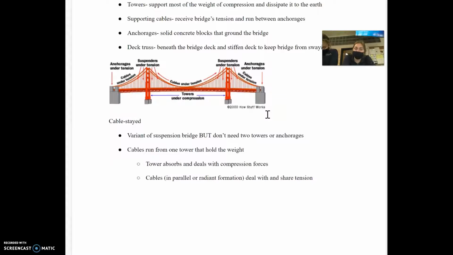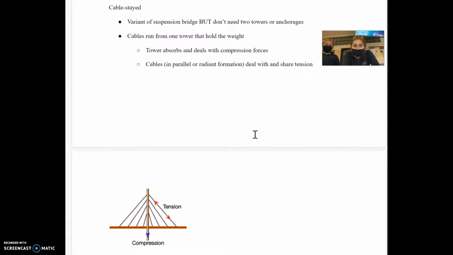And then the last type is a cable-stayed bridge, which is kind of like a suspension bridge, but instead of 2 towers, here's the picture right there, there's only 1 tower, and then the tower takes care of the compression, and the cables are either like this in a radiant formation, or parallel, which I didn't have a picture of, but I think they'd just be straight up and down, and they take care of the tension. So yeah, those are the 5 types of bridges.